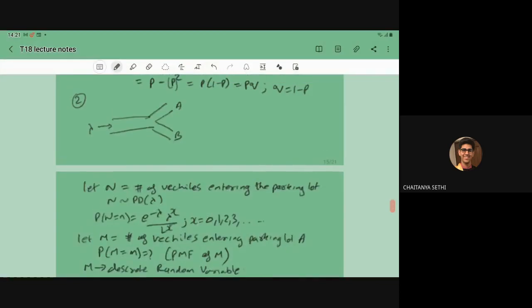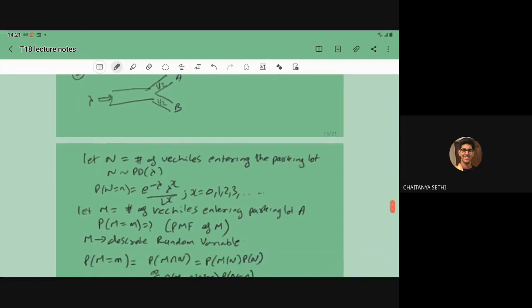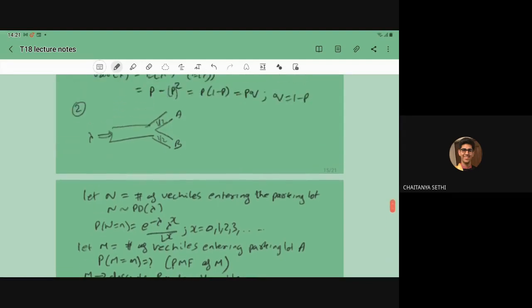In this case, suppose that vehicles are arriving with the rate lambda, and there are two parking lots, let's say A and B. With equal probability, the vehicle can go into any parking lot randomly. So, is the question clear to you now?